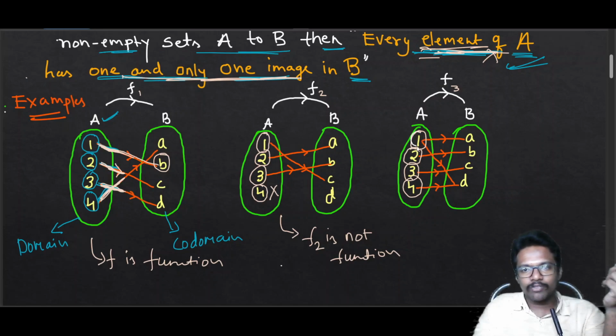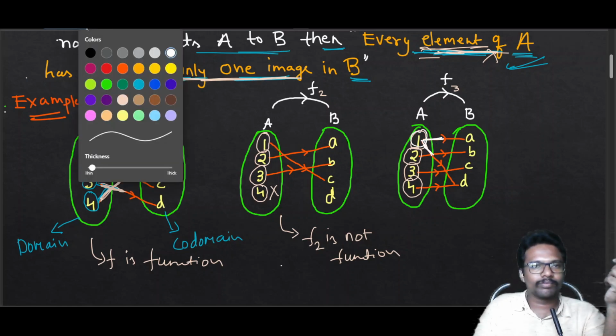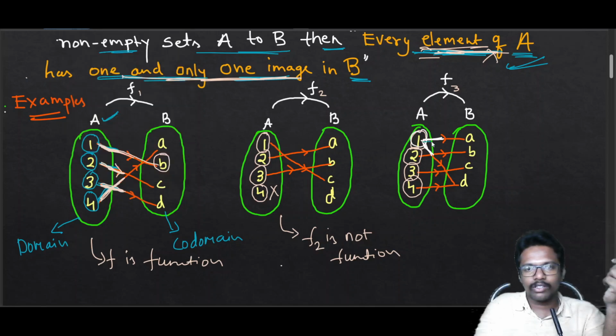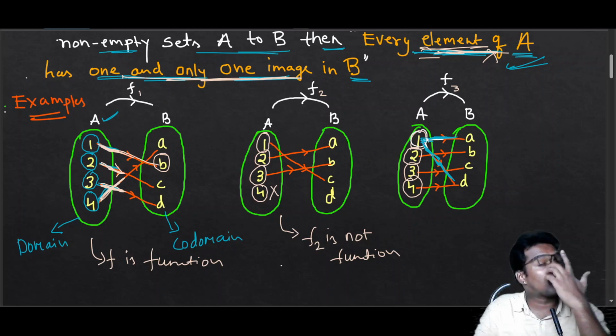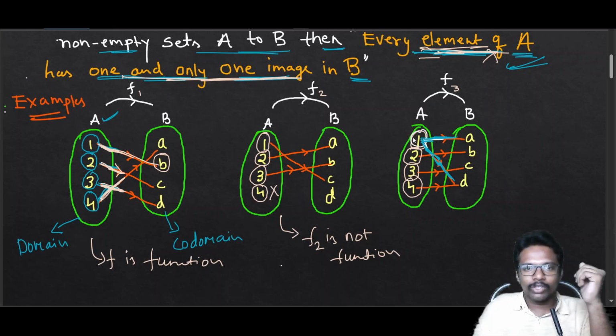From A, if we start with 1, here 1 has two arrow marks, so that is the problem. One has an arrow mark towards A and one has an arrow mark towards D. So here we have two arrow marks going from 1, which is not satisfying one and only one image. It has two images, A and D. It means the second condition is failed. So in the second example, the first condition is failed, so it is not a function.